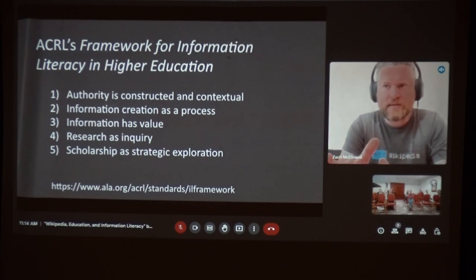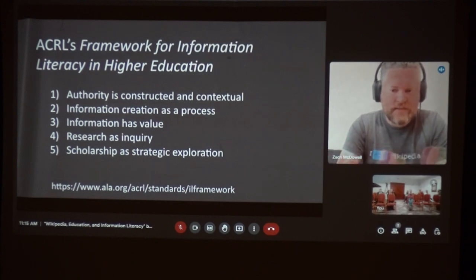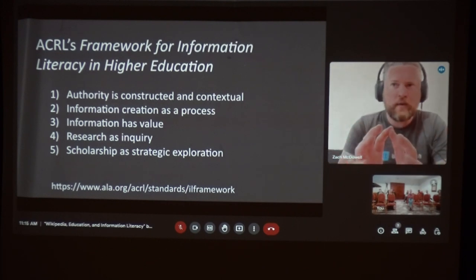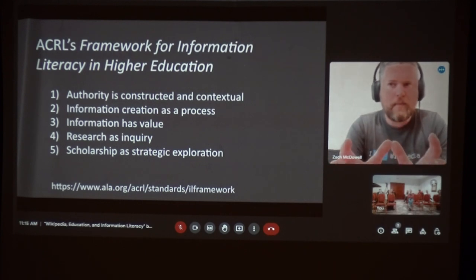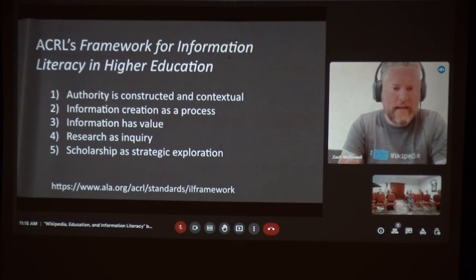These frameworks are more descriptive rather than prescriptive about information literacy, right? And they have five different frames. Authority is constructed and contextual. Information creation is a process. Information has value. Research is inquiry. And scholarship is strategic exploration. Those frames help to describe what information literacy should be like, the understanding of each of these and how we engage with it.